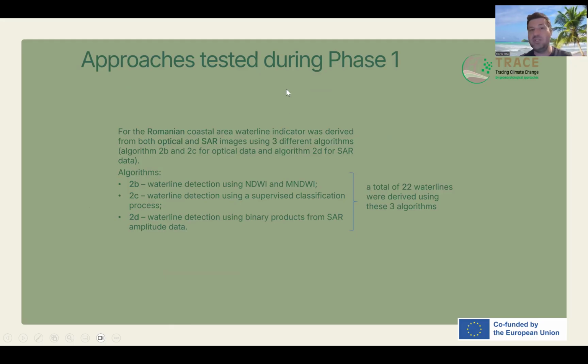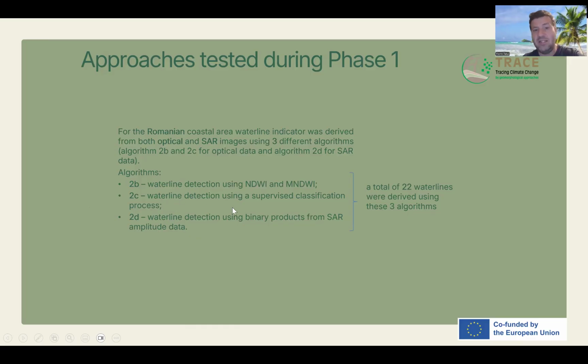What were the approaches tested during phase 1? We derived shorelines from both optical and radar, synthetic aperture radar, images, using 3 different algorithms. First one, waterline detection using 2 spectral indices, the normalized difference water index and the modified normalized difference water index.